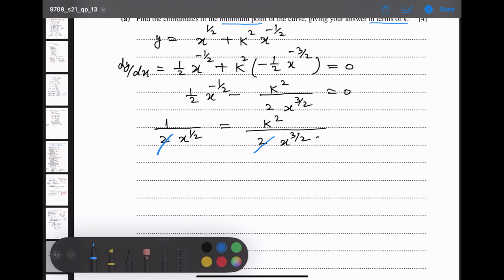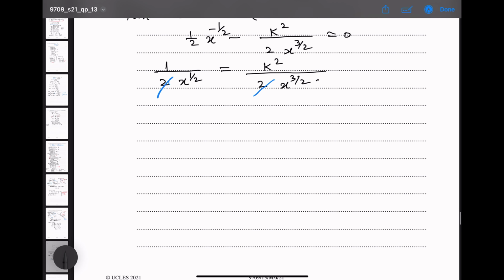Cancellation of 2 on both sides from the denominator. The remaining is, rearranging it, collecting the x terms by cross multiplying: x power 3 over 2 over x power 1 over 2 is equal to k square. From here, the left hand side becomes x power 3 over 2 minus 1 over 2 is equal to k square. From here, x will be k square. This is the x coordinate in terms of k.